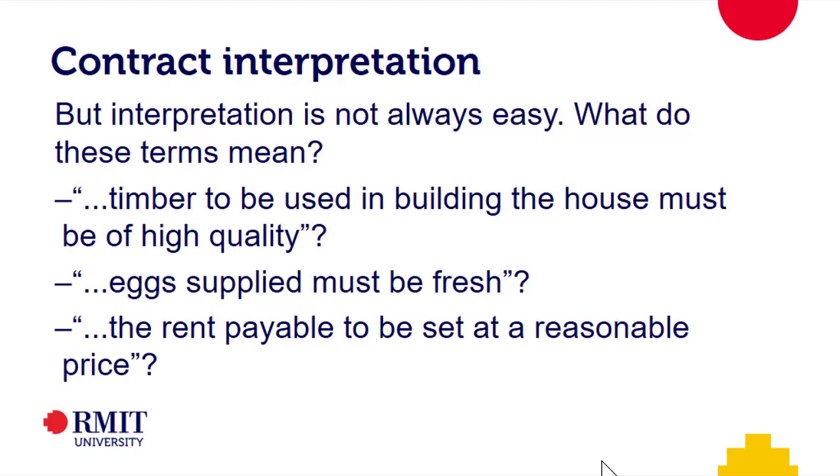So, having said that, interpretation itself isn't always an easy thing. Think about the types of words I've got on the slide. The timber to be used in building the house needs to be of a high quality. What does that actually mean? Doesn't really mean anything. High quality, like, does that mean, is it hardwood or softwood? Is it a particular grade? Does it meet a particular standard? Does it just mean that it's the minimum standard that's allowed in building materials, or is it higher? How much higher? What does that mean?